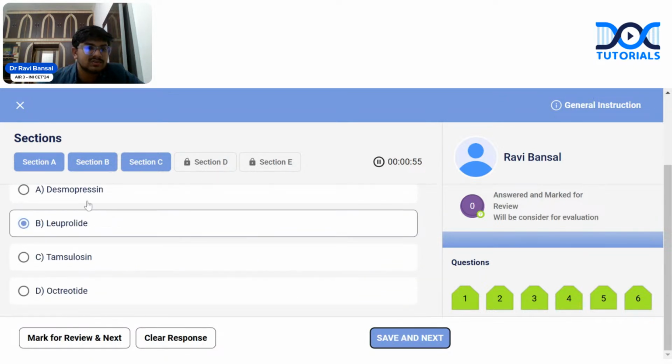Prostate cancer. These drugs have no connection to prostate. Even these drugs are not read in the prostate chapter. You can use tamsulosin for BPH, not related to any cancer. So A and D are obviously ruled out. So leuprolide is the right answer.